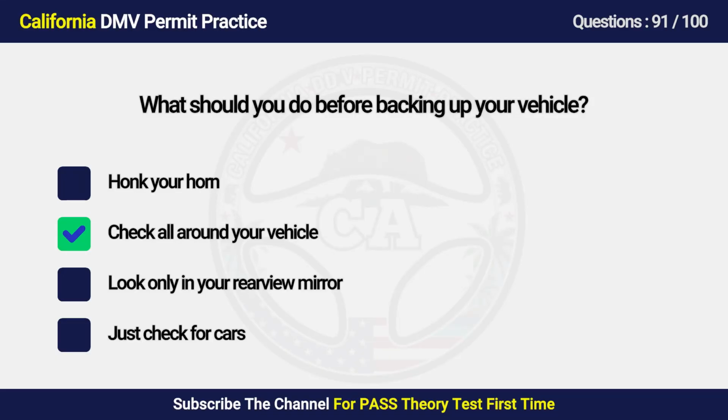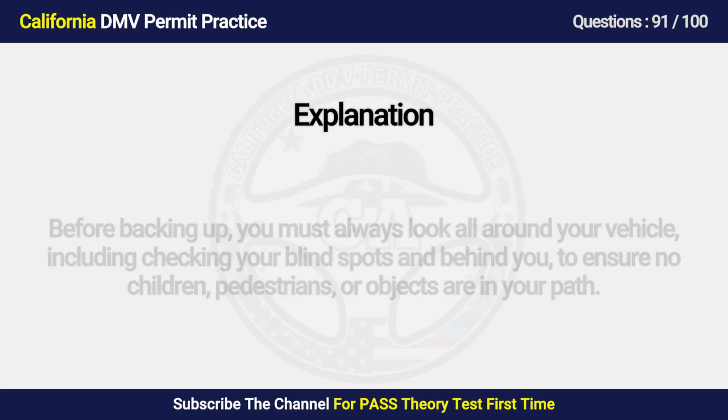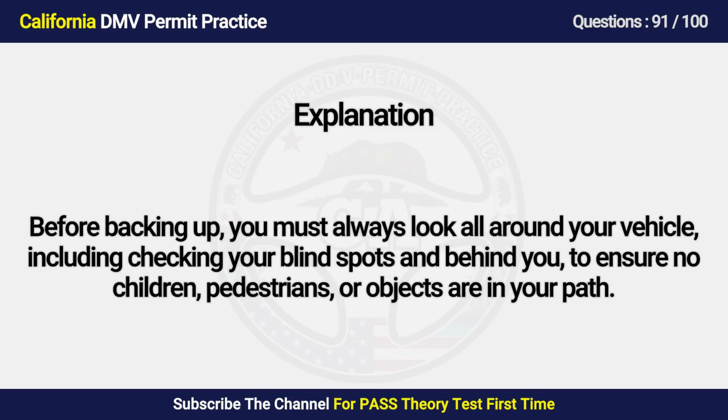Answer is B, check all around your vehicle. Before backing up, you must always look all around your vehicle, including checking your blind spots and behind you, to ensure no children, pedestrians, or objects are in your path.